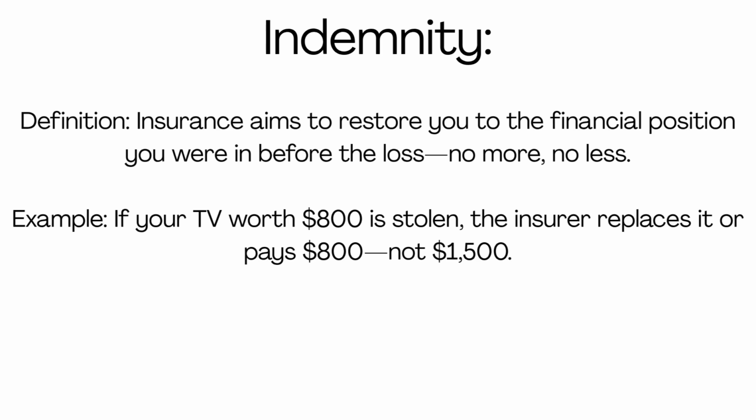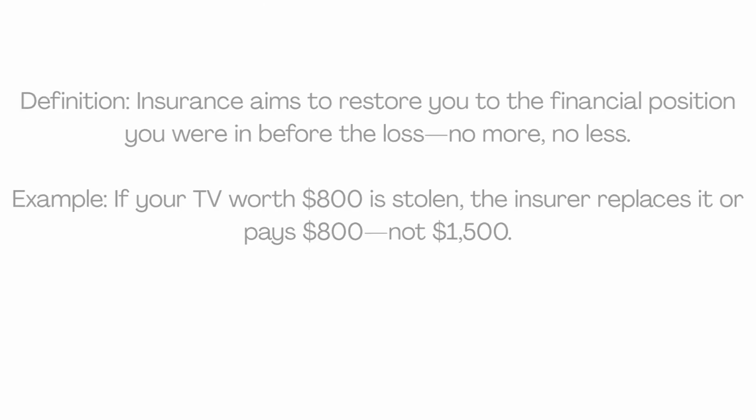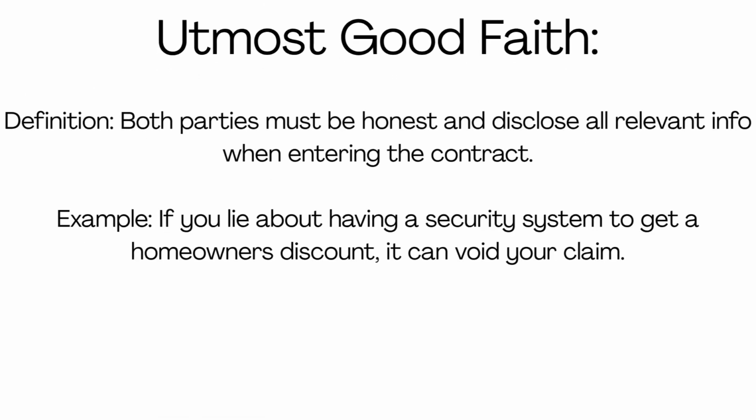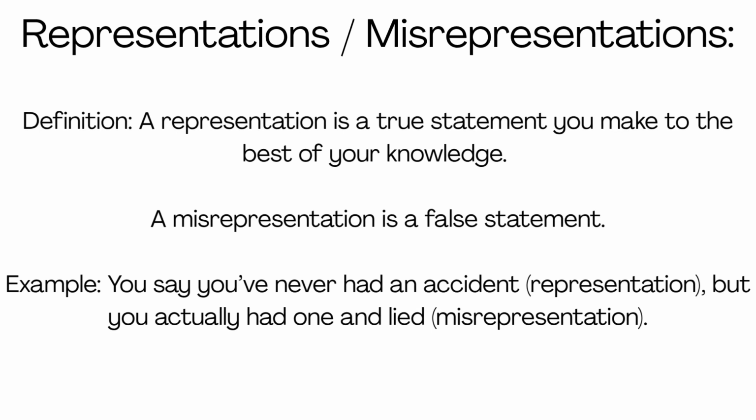For example, if your TV worth $800 is stolen, the insurer replaces it or pays $800, not $1,500. Utmost good faith is when both parties must be honest and disclose all relevant info when entering the contract. For example, if you lie about having a security system to get a homeowner's discount, it can void your claim.